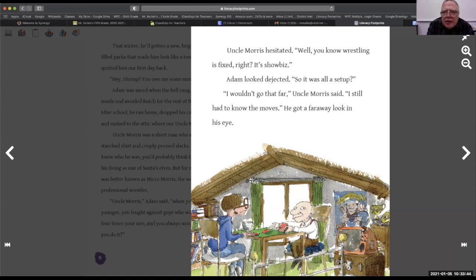Uncle Morris hesitated. Well, you know wrestling's fixed, right? It's showbiz. Adam looked dejected. So is all set up? What's another word that you think might work for dejected by putting it in there? By substituting it. Using your substitution strategy, what word would you put in for dejected? Okay, write it on your whiteboard, show it to me. Let's go.